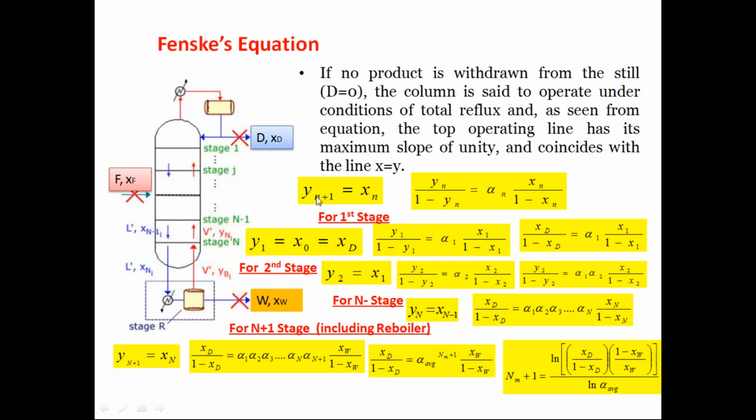So when you put n is equal to 1 after crossing the first stage, you will get y2 is equal to x1, because yn plus 1 is equal to xn. So when you put n is equal to 1 for stage 1, over stage 2, y2 is equal to x1 will result. Then in the above equation which you have got here, x1 can be replaced with y2. Therefore you will get an equation like y2 by 1 minus y2 is equal to alpha 2 x2 by 1 minus x2.